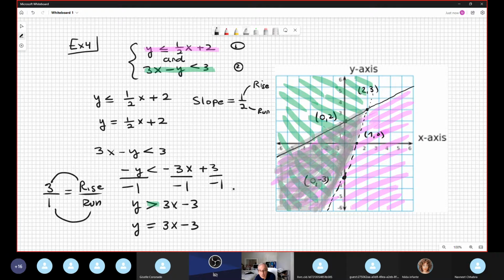Suppose I pick one point. Is this point a solution? No. Is this point a solution? No. This point? No, of course not, a solution of nothing. And this one is a solution of both. This is the idea, manually.